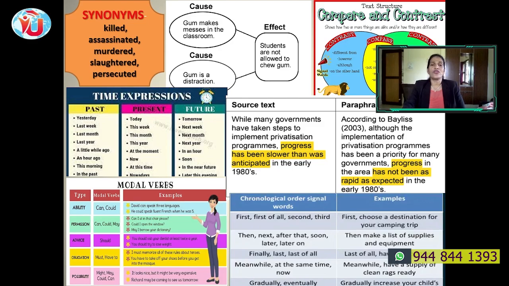Then we talked about chronological order. Chronological order is nothing but the text will say first of all, second, third, then, after that, finally, same time, gradually, eventually. All these words indicate that these are chronological order statements.